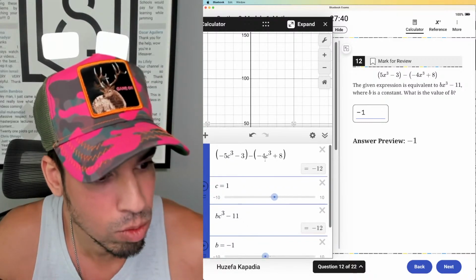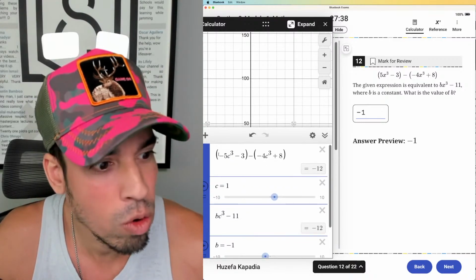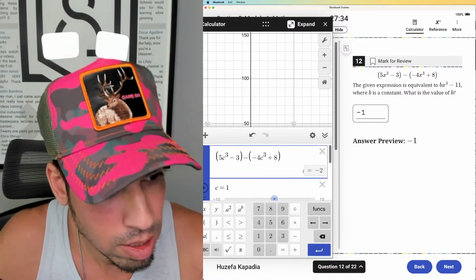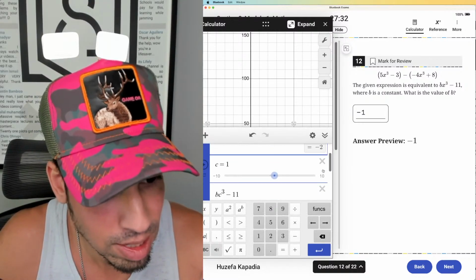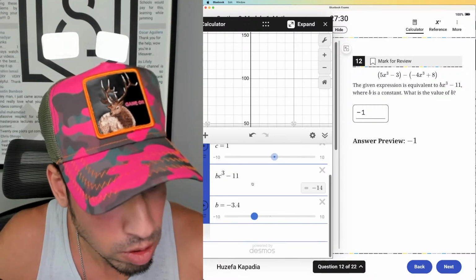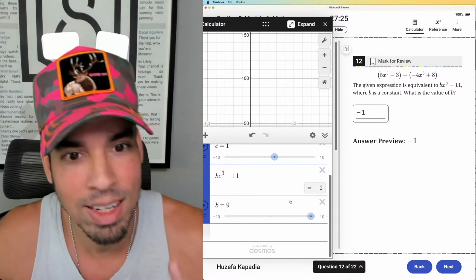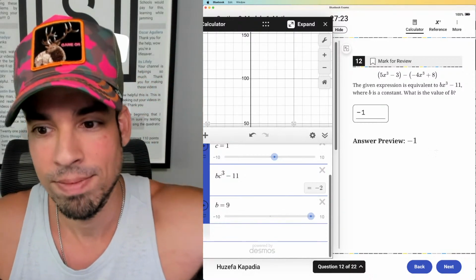Oh, wait, I probably typed it in wrong. That's why. Look, I messed it up. So now, with c equal 1, we need to get an answer of negative 2. So let's slide it so we get negative 2. And there it is, 9. And b is 9. That's correct.